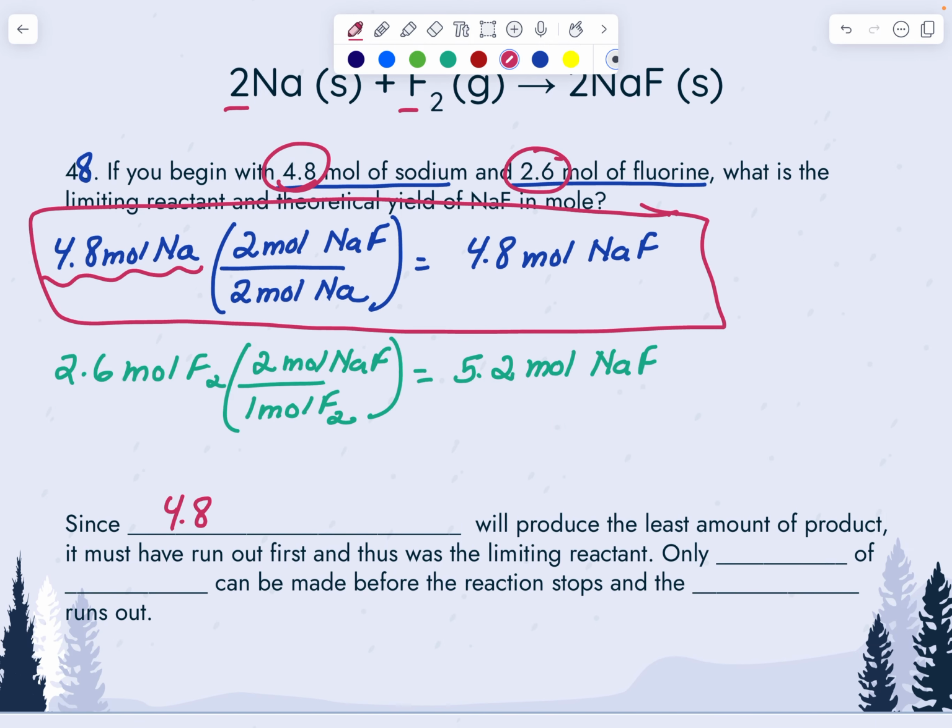So since 4.8 moles of sodium will produce the least amount of product, it must have run out first, and the sodium was the limiting reactant. It must be one of the two reactants. Only 4.8 moles of sodium fluoride can be made before the reaction stops and the sodium runs out. So we do need to do this process in order to figure out the two questions that are being asked of me: which reactant is the limiting reactant, and how much product, which we call the theoretical yield, can be made.